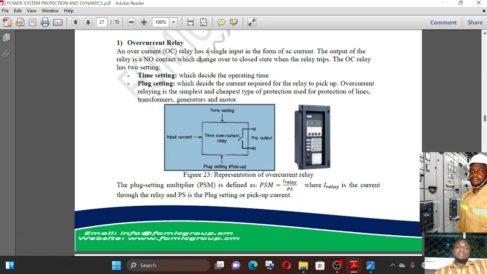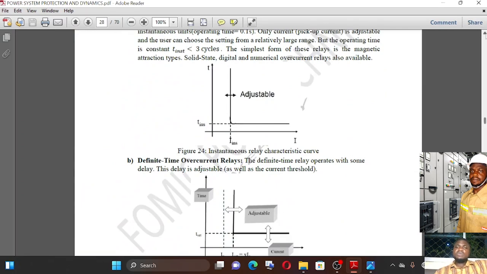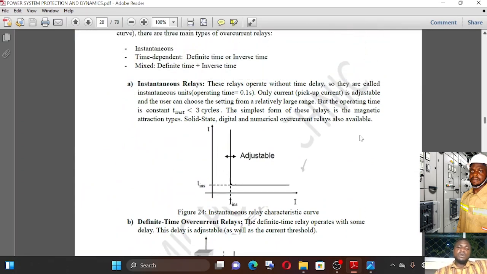For instantaneous time relays, we'll see that no matter the level of the fault, that is, no matter the level of the faulty current, the instantaneous relay will give a tripping command within an operating time of 0.1 seconds, whether the faulty current is as small as what or it is very, very high. It gives that tripping command within that specified time of less than 3 cycles, which is approximately equal to 0.1 second. So that's the instantaneous relay.